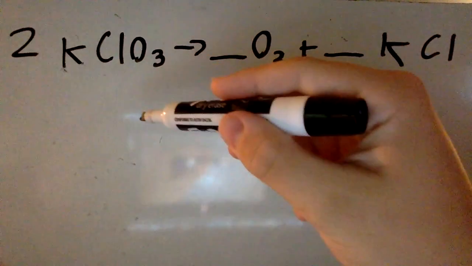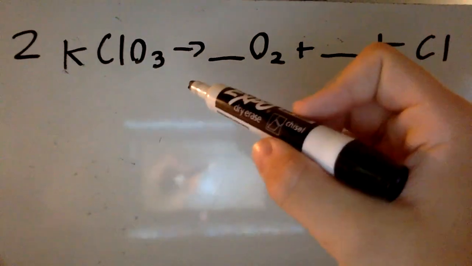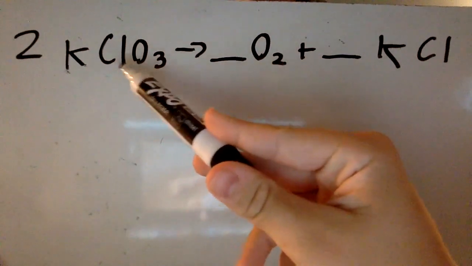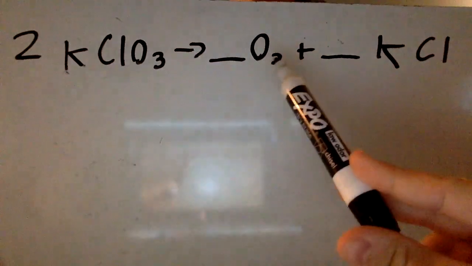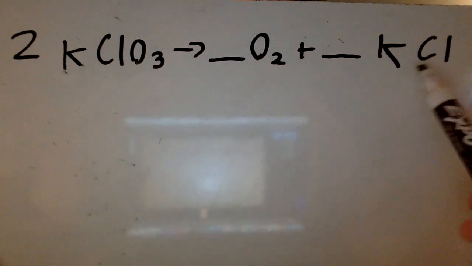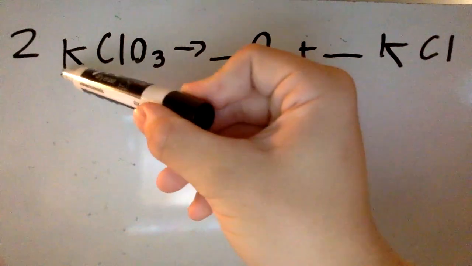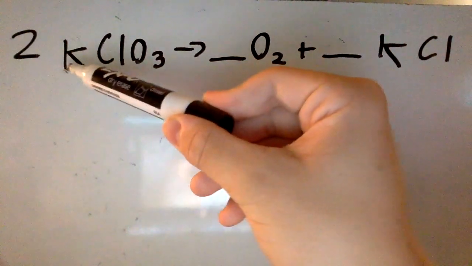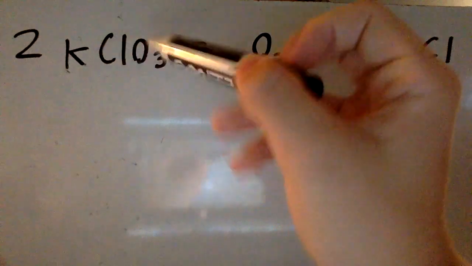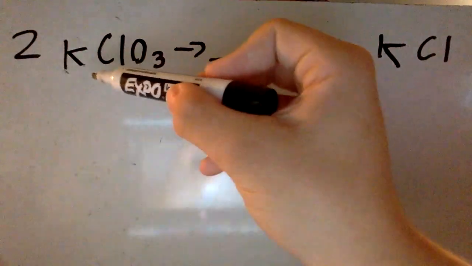As you can see, this is one of the easier examples of balancing chemical equations. On the left side, or the reactants, we have potassium chlorate. And on the right side, or the products, we have oxygen gas and potassium chloride. On the left side, we have the 2 in front of the potassium chlorate due to the fact that the 2 distributes to each element.